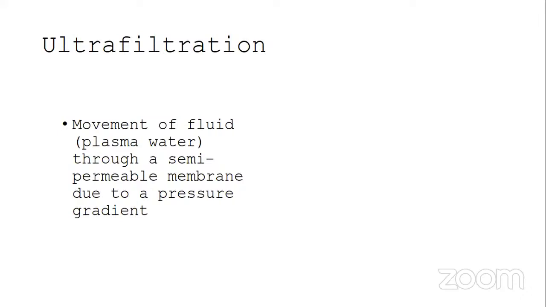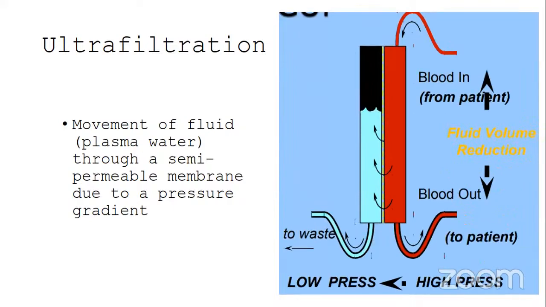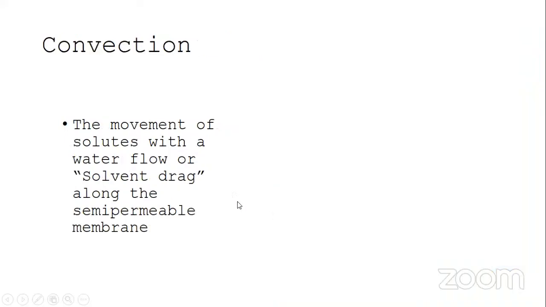And the next principle is ultrafiltration. Ultrafiltration is nothing but the movement of fluid through a semi-permeable membrane. The movement of fluid occurs from high pressure to low pressure. Here we can consider the movement of water from high pressure to lower pressure through the semi-permeable membrane. So this is what we call ultrafiltration.